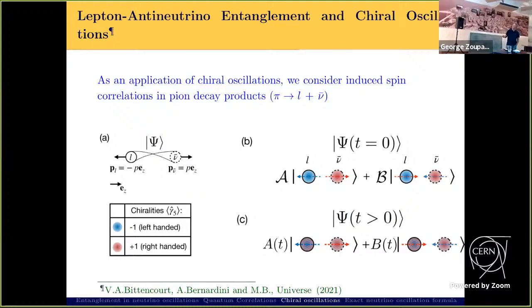So we did this application, considering a pion decay in which you produce an entangled pair of a lepton, generically, and an antineutrino. Okay, so you see at t equals zero, here the color indicates chirality. One should be very careful because when mass is non-zero, chirality is different from helicity. It's completely another thing, of course, as we all know. And this is the spin, you see.